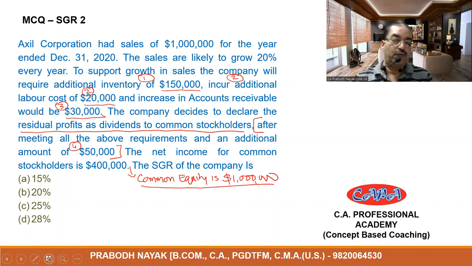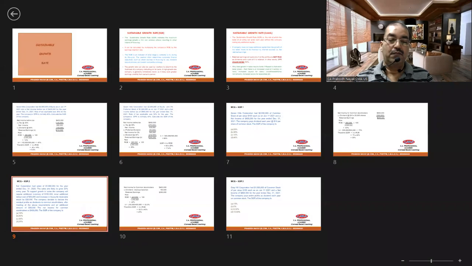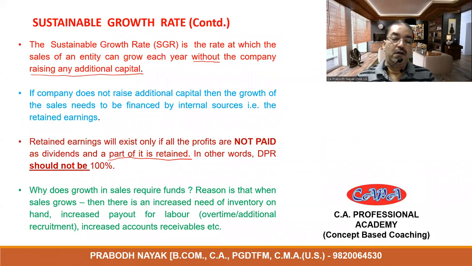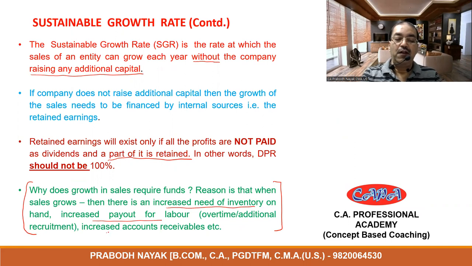Now let us come back to the theory that I've done with you. I don't do anything without reason. What did I say? Why does growth in sales require funds? I've done this with you when I was explaining. Growth requires additional funds because there is an increased need of inventory, an increased payout for labor, or an increased accounts receivable. All three of them are there. So I will be having additional investment in inventory, additional production cost in the form of labor cost, and increased accounts receivable, where funds are blocked. So I require additional working capital, and for that working capital, I have to set my funds aside.